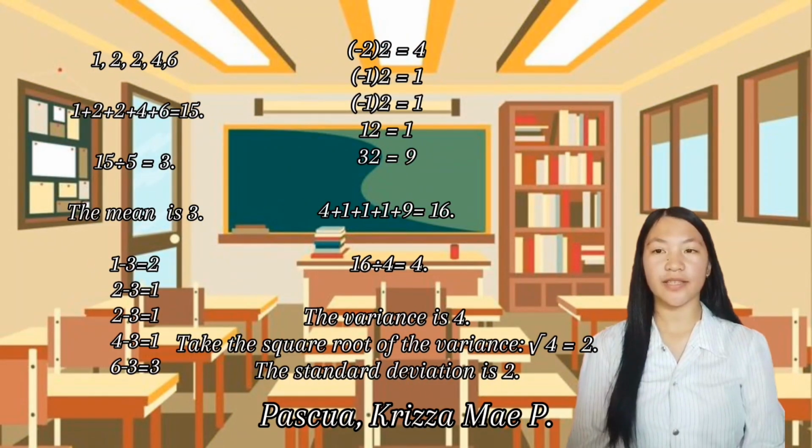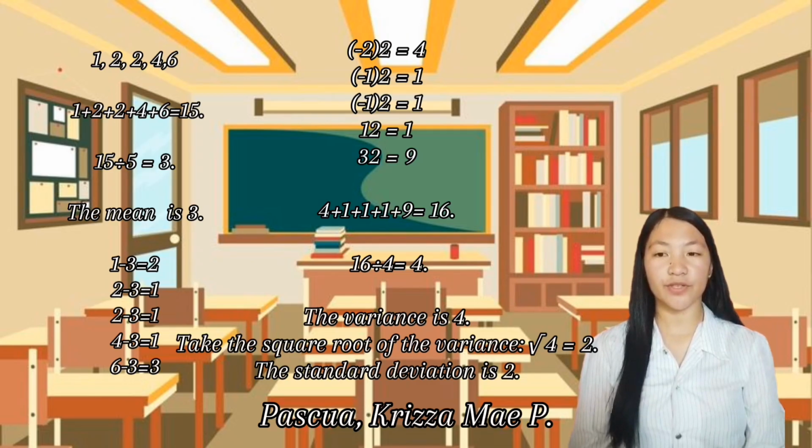To calculate the sample standard deviation for the numbers 1, 2, 2, 4, and 6, we need to find the mean first. To find the mean, add all the numbers. So 1 plus 2 plus 2 plus 4 plus 6 is equal to 15. Divide by the number of values. So 15 divided by 5 is equal to 3. So our mean is 3.